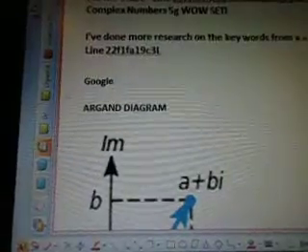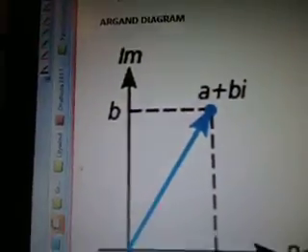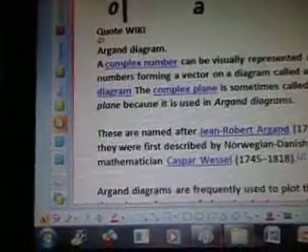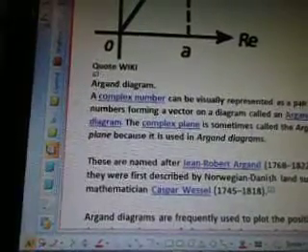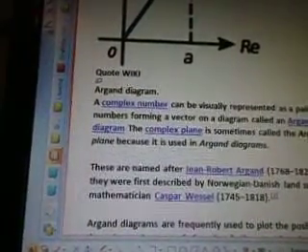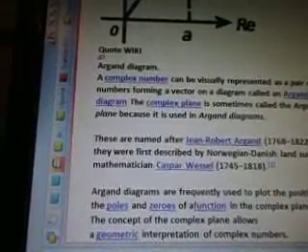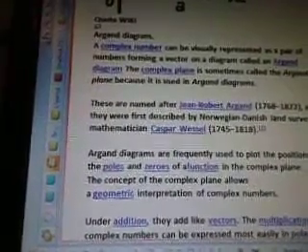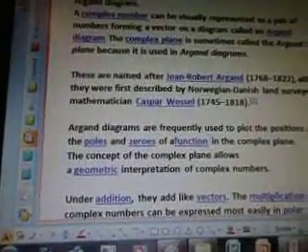Sorry about that. So I'm going to Google Argand diagram, and there's the equations for it. And that's an Argand diagram. So a complex number can be visually represented as a pair of numbers forming a vector on a diagram called an Argand diagram. The complex plane is sometimes called the Argand plane because it is used in Argand diagrams. These are named after Jean-Robert Argand, 1768-1822, although they were first described by Norwegian-Danish land surveyor and mathematician Caspar Wessel, 1745 to 1818.